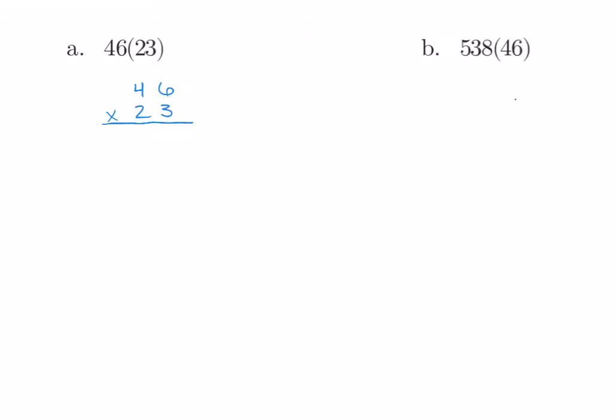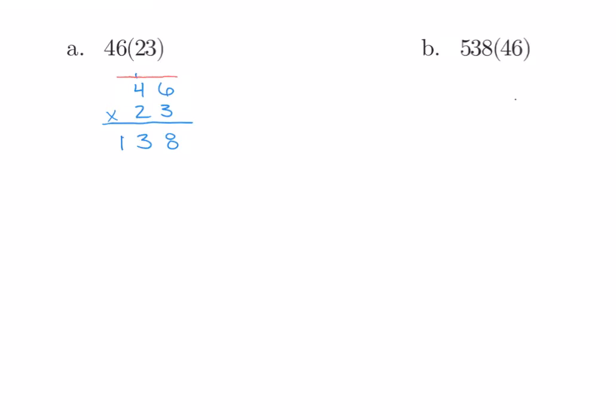Okay, so the first thing we want to do is multiply the top number by 3. If we do this, we get 3 times 6 is 18. We carry our 1. 3 times 4 is 12, plus the carried digit, 12 plus 1 is 13. All right, that takes care of our 3.